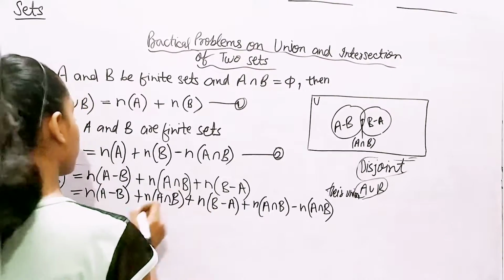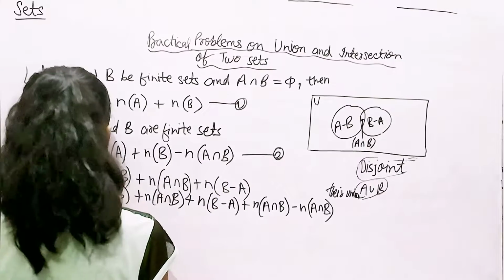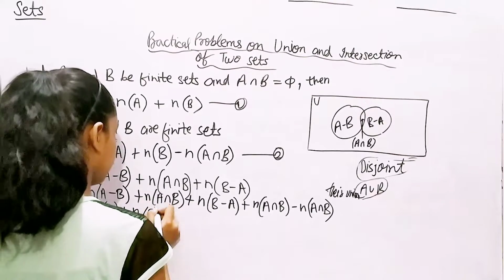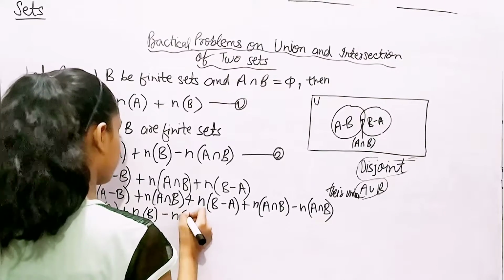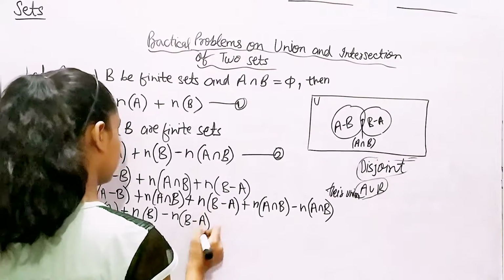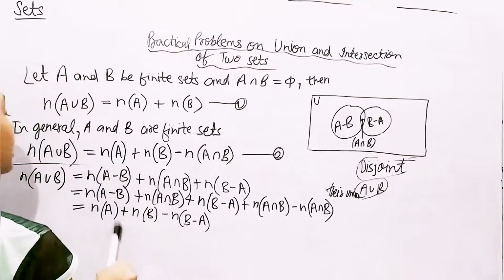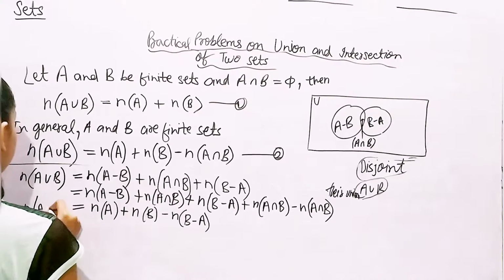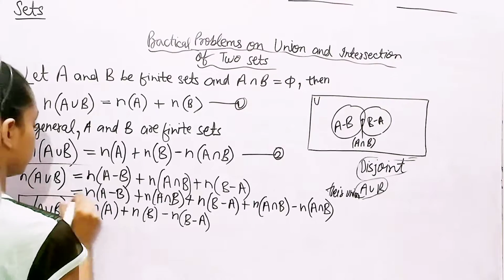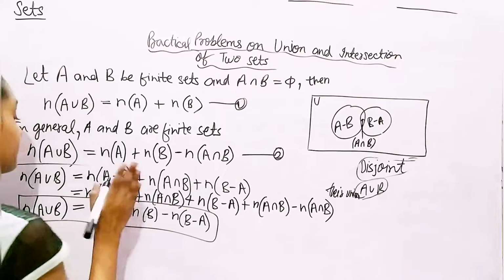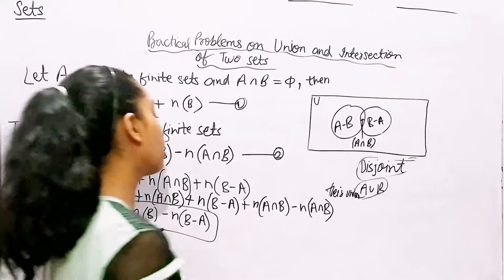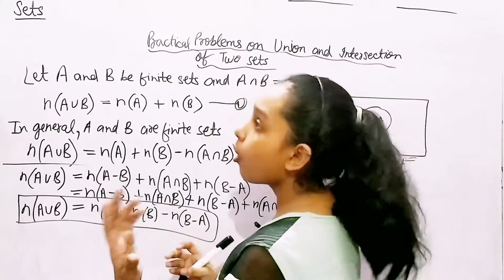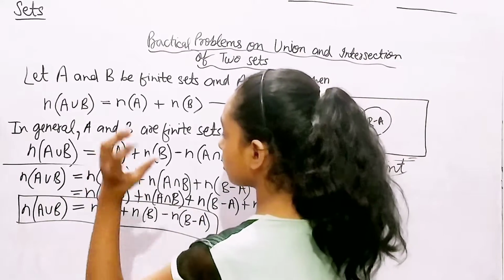So after solving the whole thing, we're going to get n of A plus n of B minus n of A intersection B. Got it? So this is what we get in the last. So this is what it means: the number of elements in A union B is equal to this. This is mainly a method to find out the number of elements in A intersection B, or it can also be A union B.